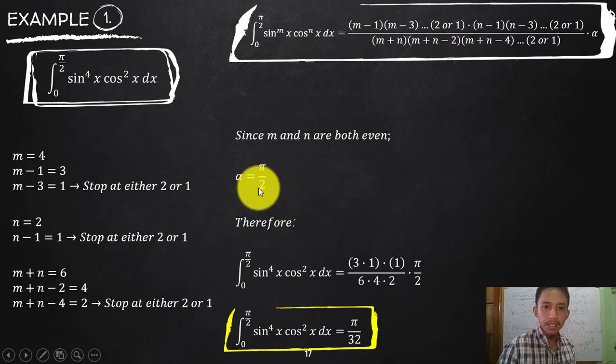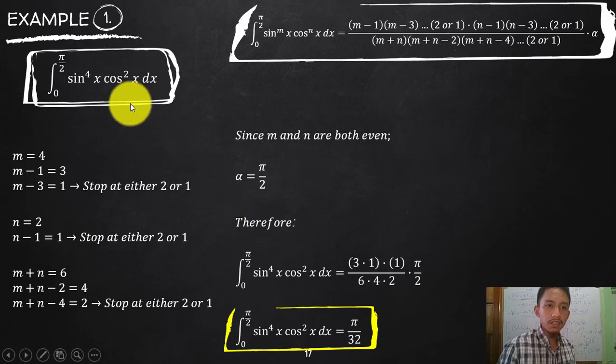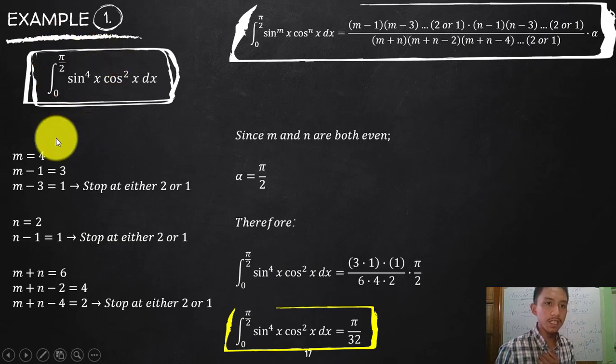Now, by the way, what is our alpha? Since both of them are even, we will be using pi over 2. Okay, so all we need to do now is multiply 3 times 1 times 1, and then below is 6 times 4 times 2, and then your multiplier alpha, pi over 2. You will end up here with pi over 32. Even if you try to apply the powers of sine and cosine and then apply your limits, that will still be the same.